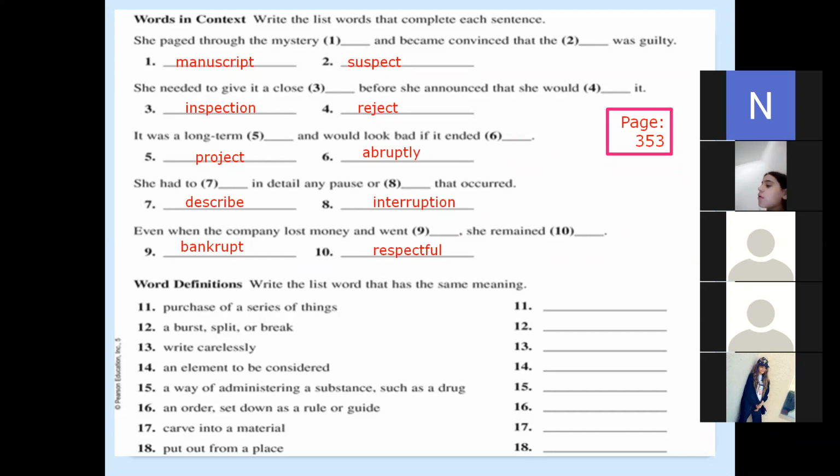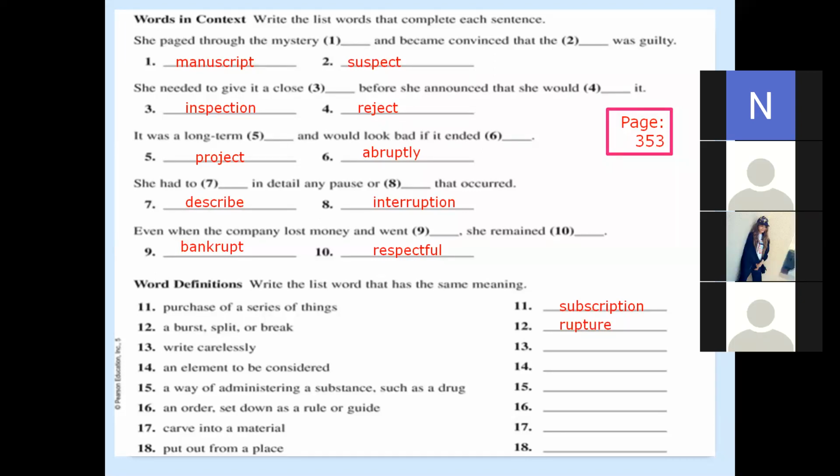Of a series of things. Subscription. Yes. Burst, split, or break. Eruption. Rupture. Yes. Now, scribble. Very good.